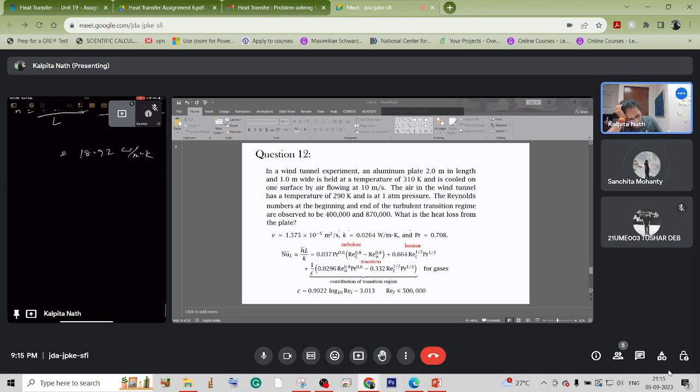Now the convective heat loss from the plate, this is the heat transfer rate, this is H A delta T. This is 18.92 into 2 into 1 into 310 minus 200. This is 756 watt. You got this answer? What answer did you get? 756.56 watts. Okay then.